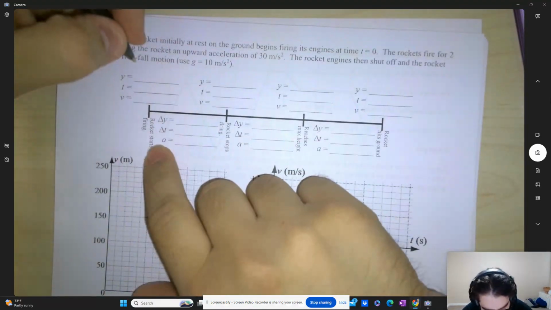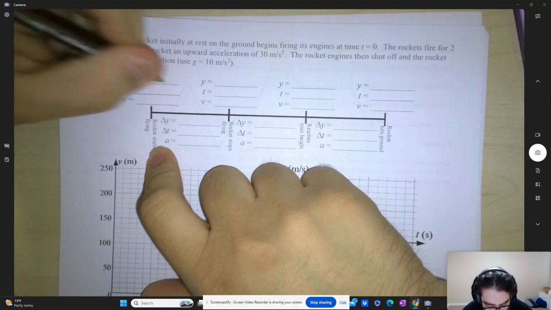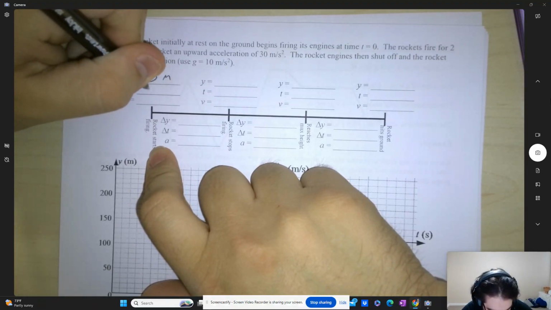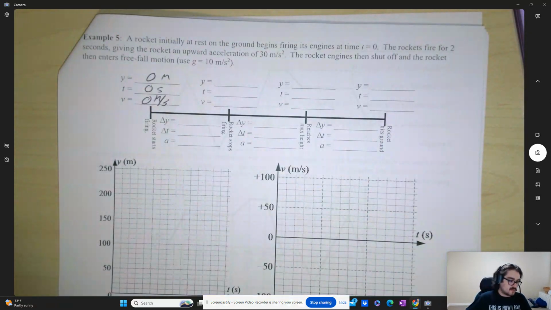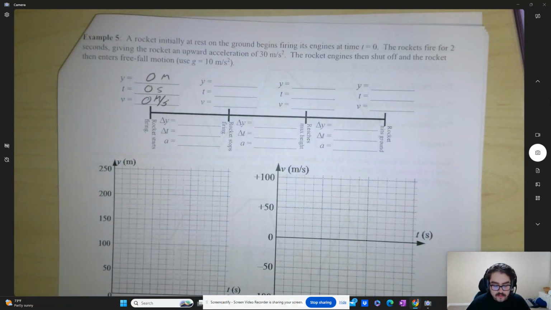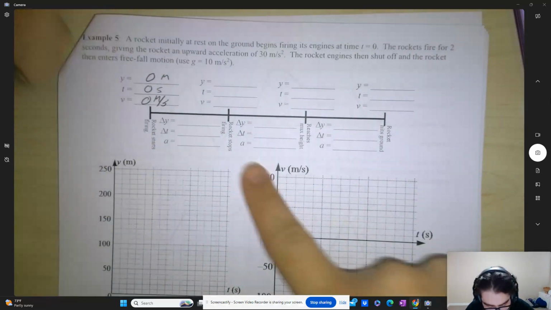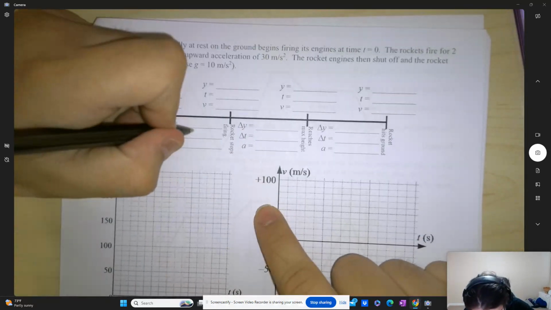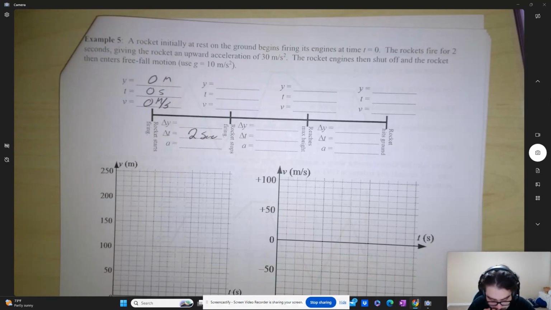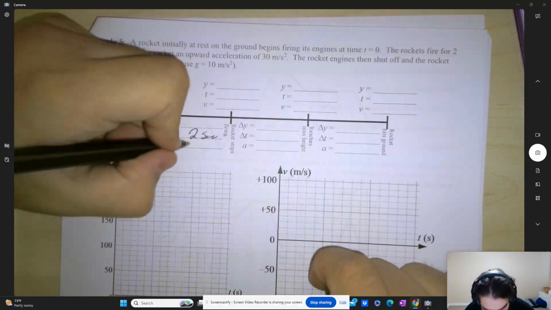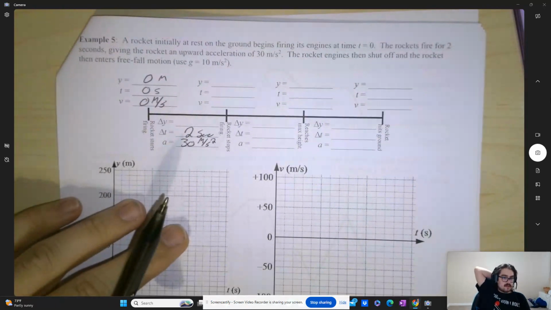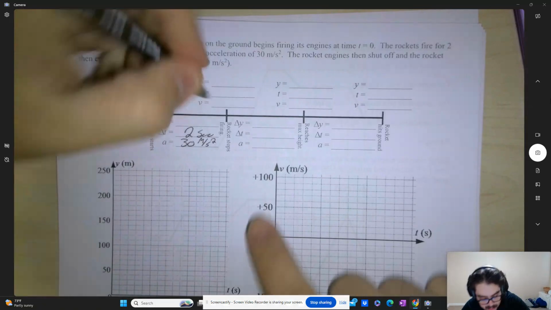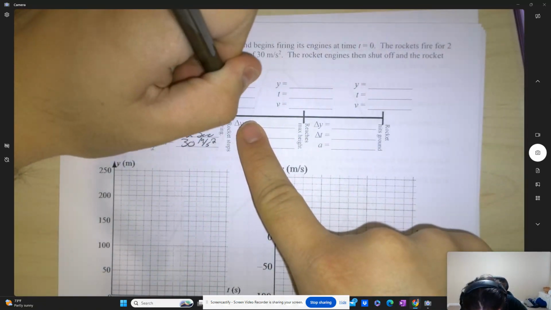If the rocket engine starts firing, you're at 0 meters. The timer starts at 0 seconds. You're initially going from rest, so you're at 0 meters per second. The rockets fire for 2 seconds, so from the time they start to where they end, it's 2 seconds. Giving the rocket upward acceleration of 30 meters per second squared is our acceleration while the rockets are firing. So our time at the end should be 2 seconds.